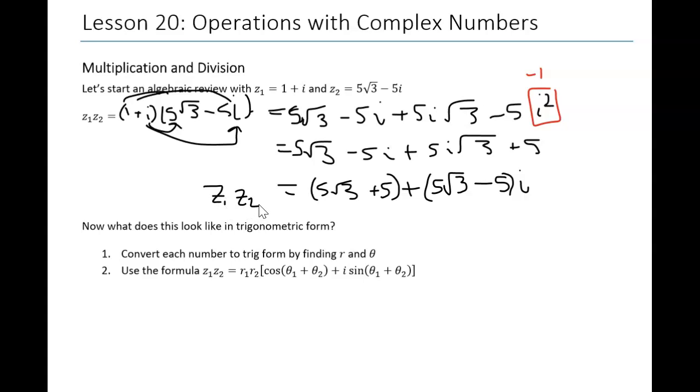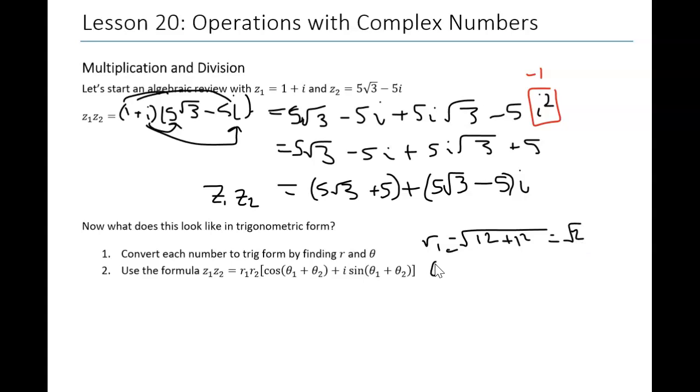Now we need to take a look at the trigonometric approach to multiplying numbers. The first thing you need to do is get each value in trig form by finding the r magnitude and the theta angle formed with the positive x-axis. The first one we've got is r1, which is going to be the square root of 1 squared plus 1 squared, since these are the coefficients a and b. That gives us the square root of 2.